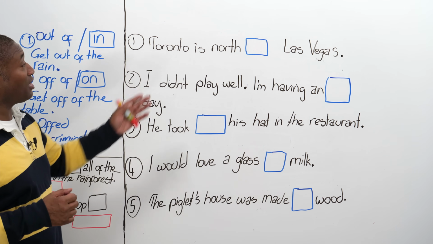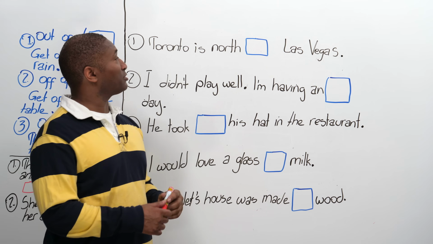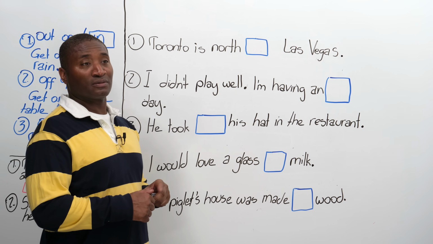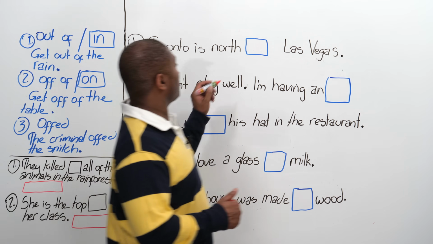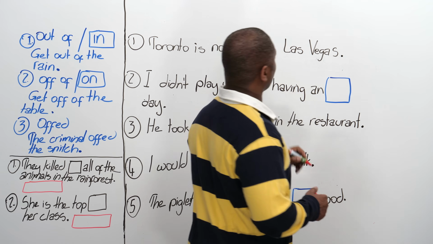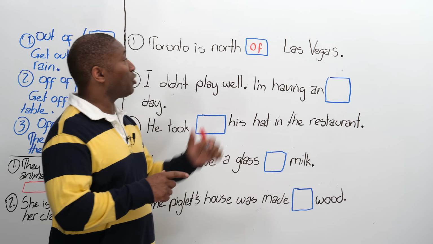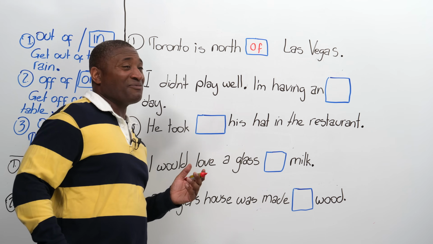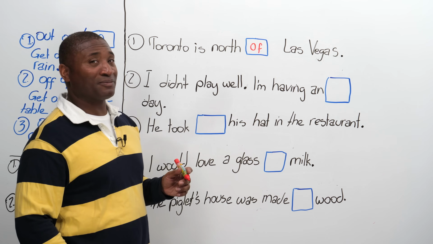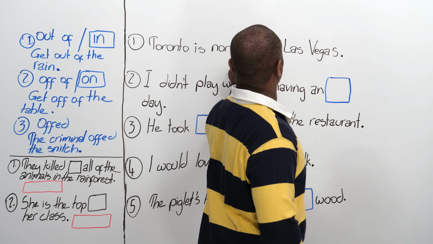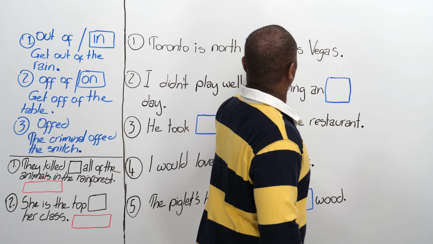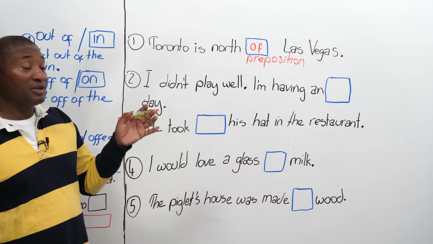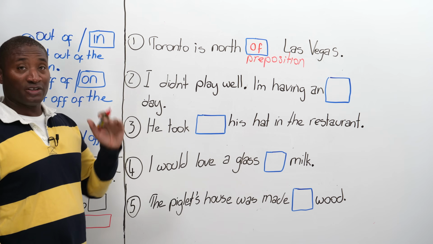First question, as I said, Viva Las Vegas. Toronto is north of Las Vegas. That's right, north of Las Vegas. And that's with one F, right? North of Las Vegas. And would that be an adverb, preposition? Yeah, you're already ahead of me, right? It is a preposition, right? We talked about direction. Direction, we can use the preposition "of" for direction.